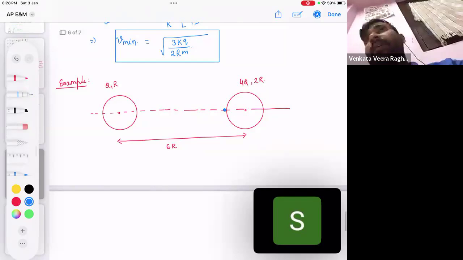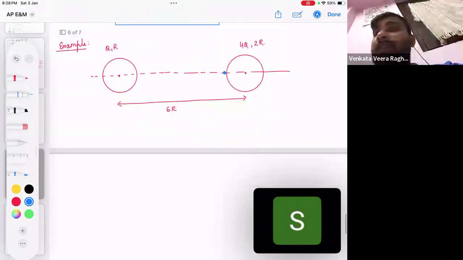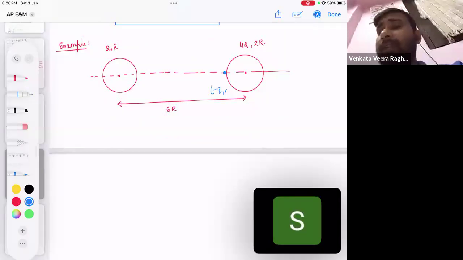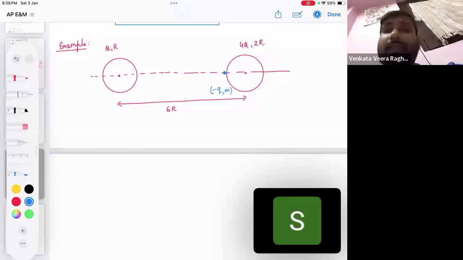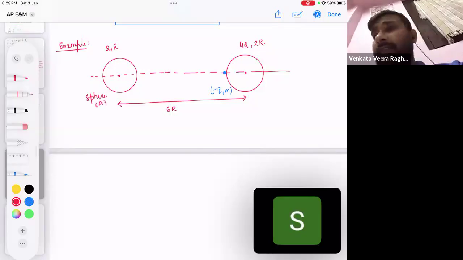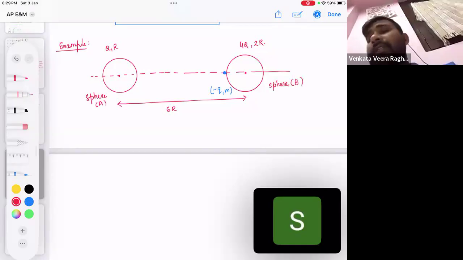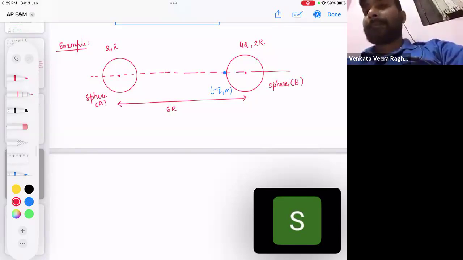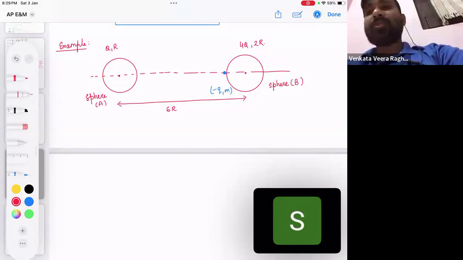This negative charged particle is on the surface of the second sphere. So please tell me, this negative charged particle having charge minus q and mass m, will it start moving towards sphere 1? Let me write it. This is sphere 1 or sphere A, and this is sphere B. Please tell me, if I keep the charged particle on the surface of sphere B, will it move towards sphere A?